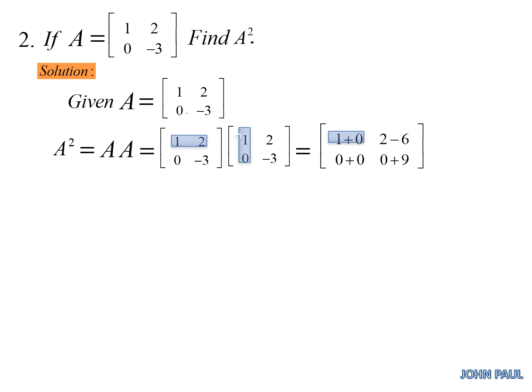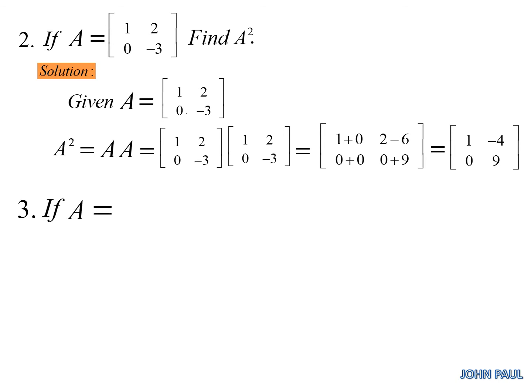We'll take the first row and multiply with the first column. Then first row with second column. Similarly, second row with first column, then second column. Then if we add this, we get a matrix 1 minus 4, 0, 9.